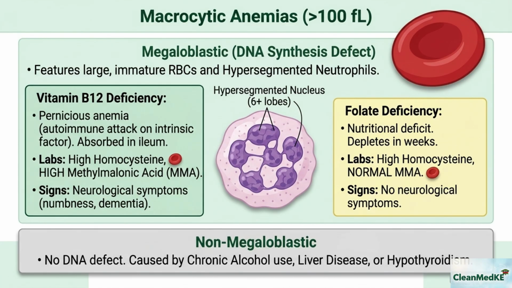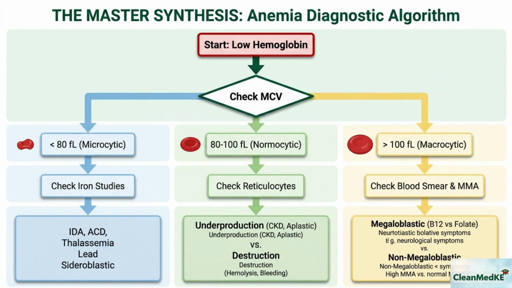Megaloblastic anemia, usually B12 or folate deficiency, features hypersegmented neutrophils. Vitamin B12 deficiency is unique because it often presents with neurological symptoms, like numbness or dementia, and shows high levels of methylmalonic acid, MMA. To pull it all together, follow this master synthesis.